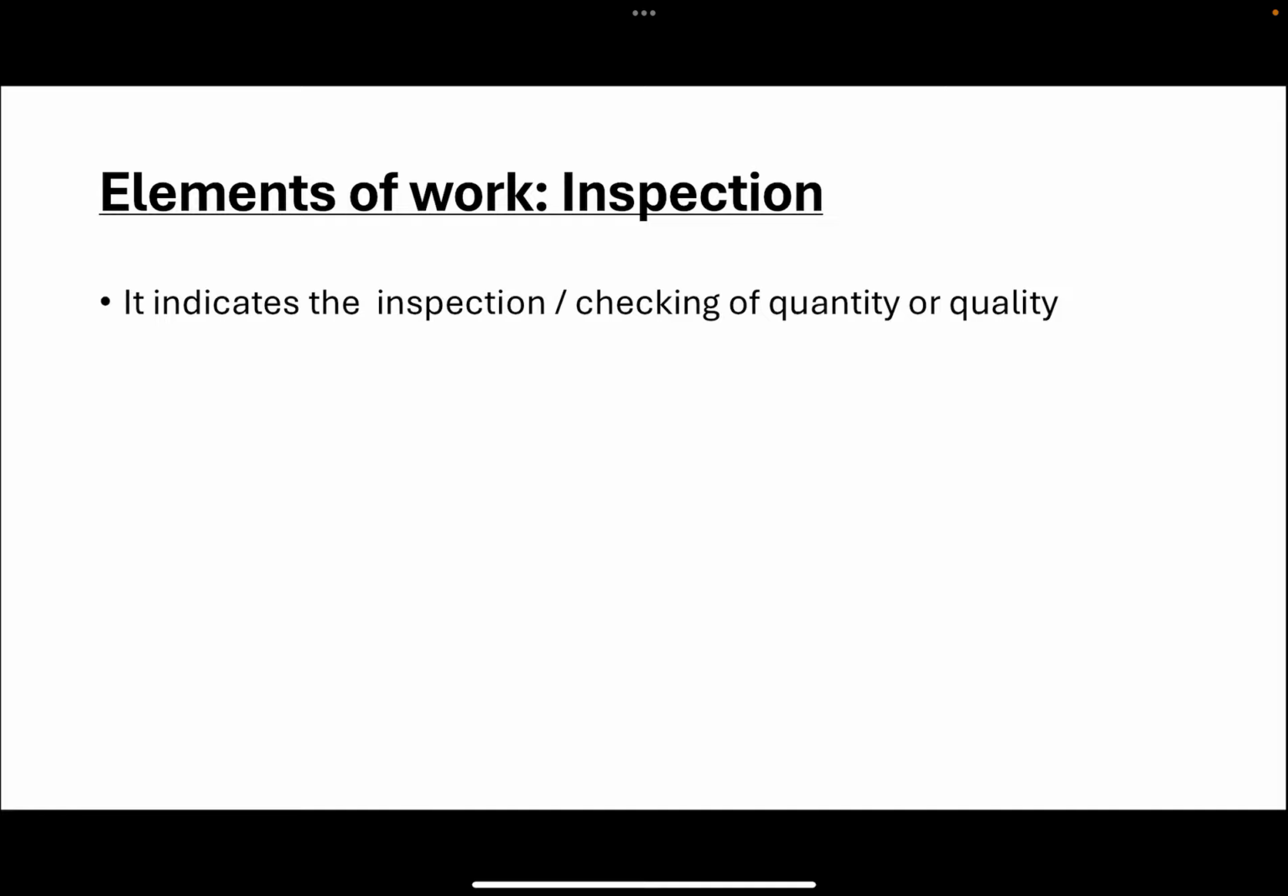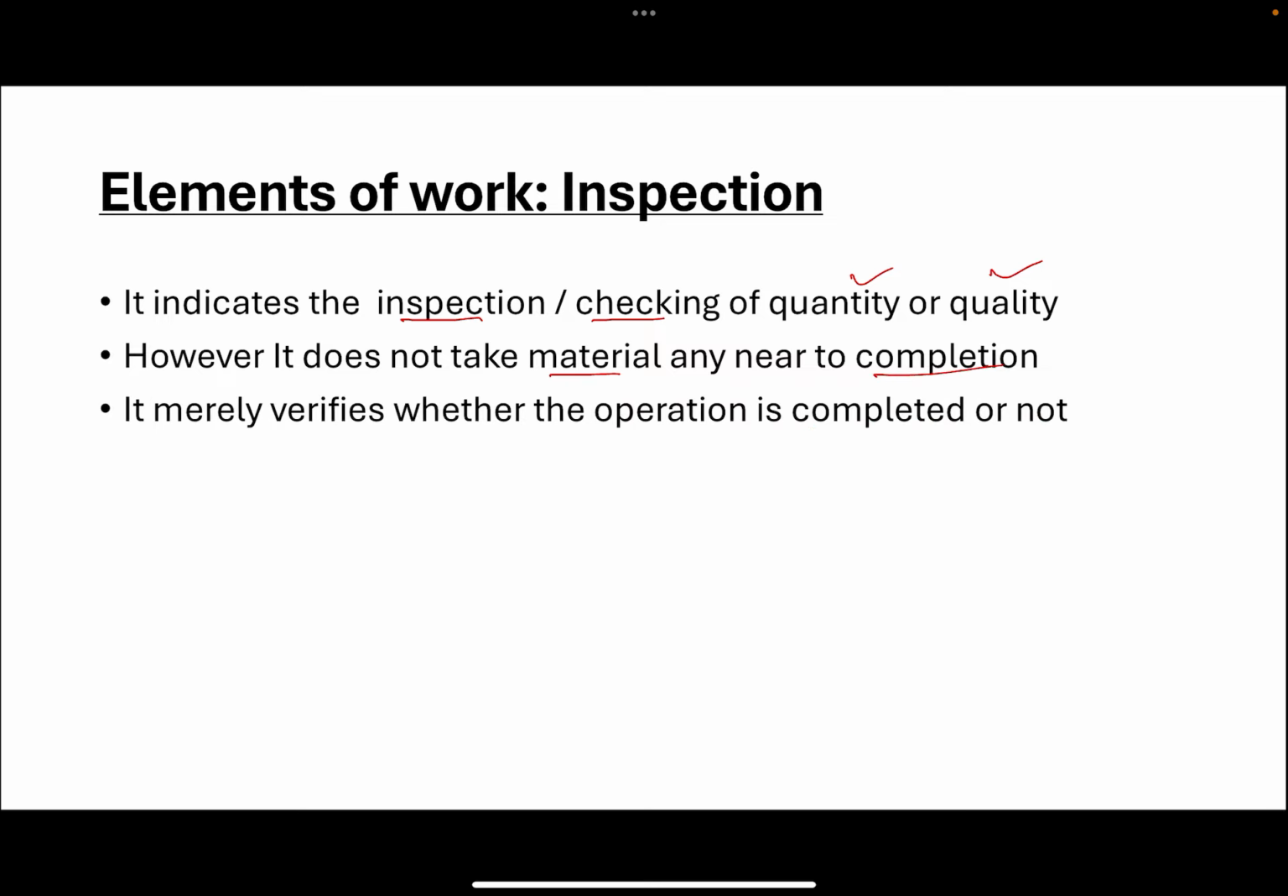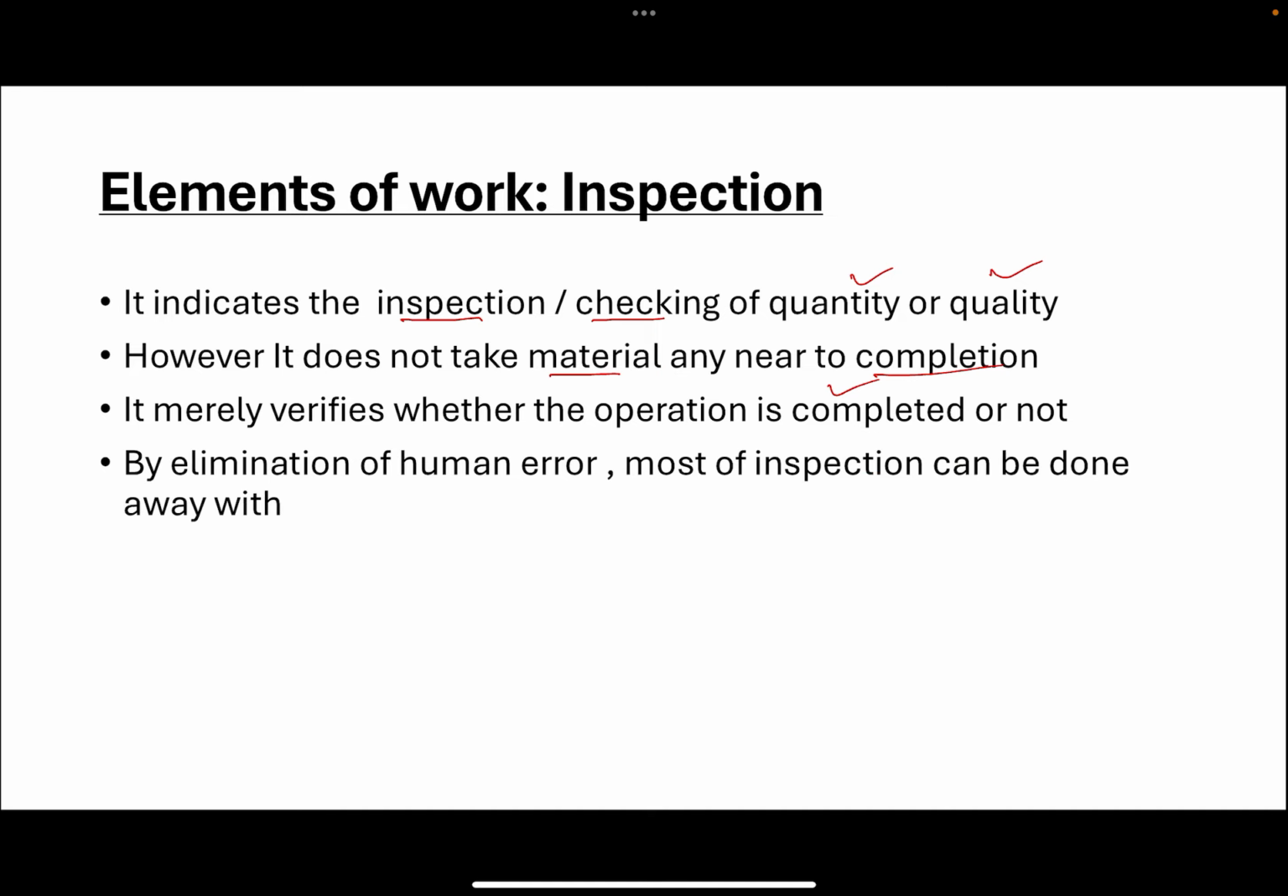Then you have the next element of work, that is the inspection. Inspection indicates the checking of quantity or quality. Okay, in no way are we changing the shape or size of the system. We are just inspecting it. It does not take material any nearer to completion. It merely verifies whether the operation is completed or not.